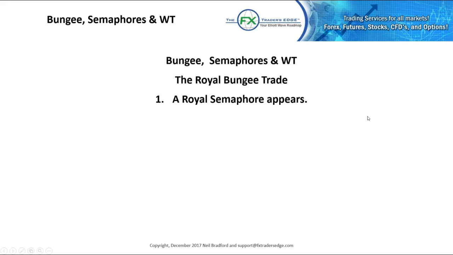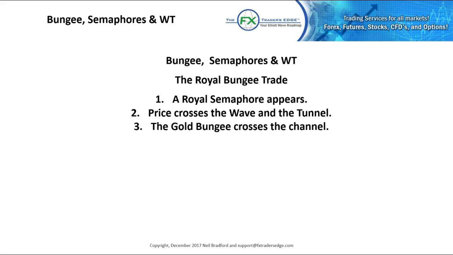First of all, we get a royal semaphore, top or bottom. Everybody knows what a royal semaphore is. After the royal semaphore has appeared, price crosses both the wave and the tunnel, and the gold bungee completely crosses the channel, the bungee channel, from one reversal zone to the other, depending on which way up the trade is.